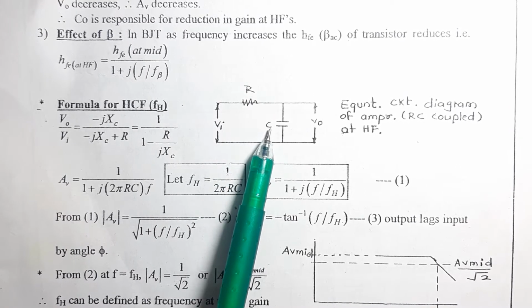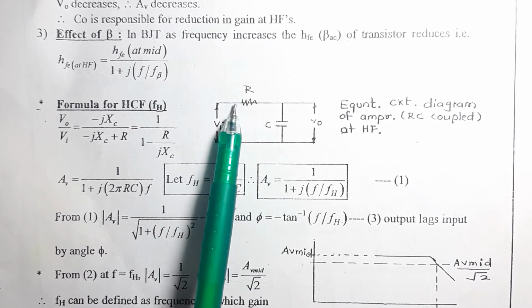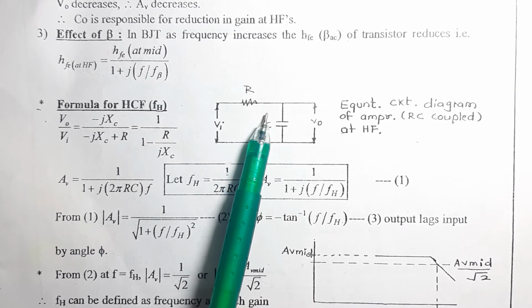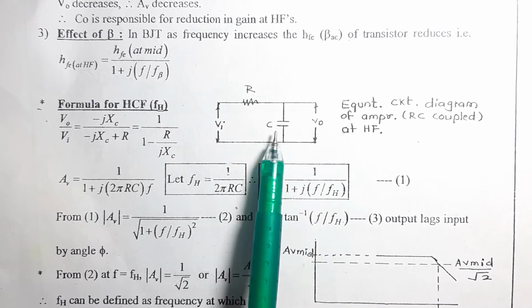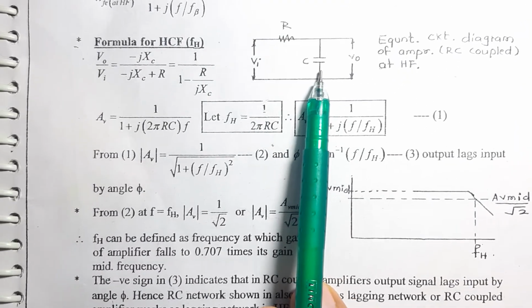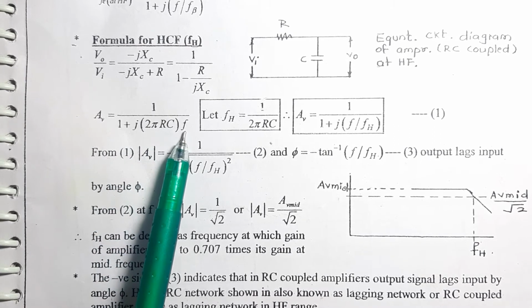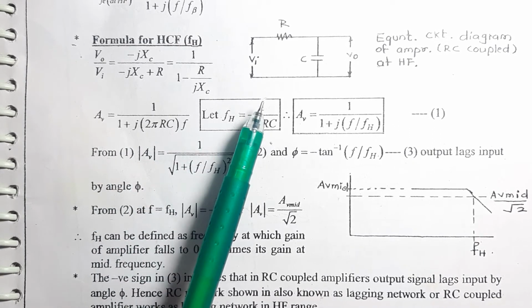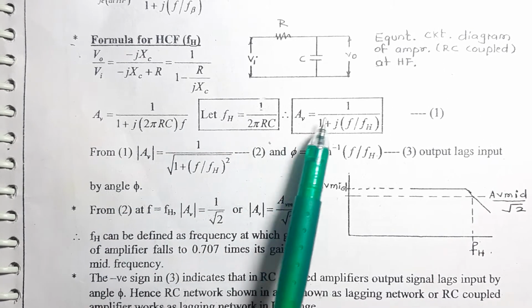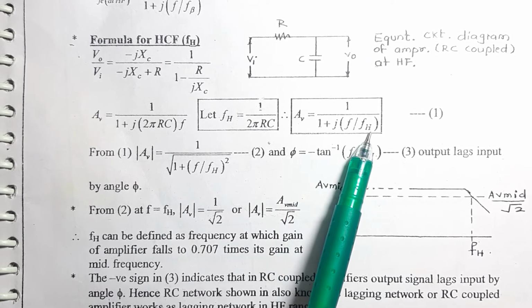In your low frequency region, the resistance and the capacitors were interchanged. You had a capacitor over here and you had a resistor over here, wherein in the case of a high frequency, the diagram would look something like this, wherein this is the equivalent circuit diagram of the amplifier at your high frequency. Now your AV is given as 1 upon 1 plus J into 2 pi RC into F. So let your FH be equals to 1 upon 2 pi RC. So now this formula can be converted as AV is equals to 1 upon 1 plus J into F by FH, or the high frequency over here.